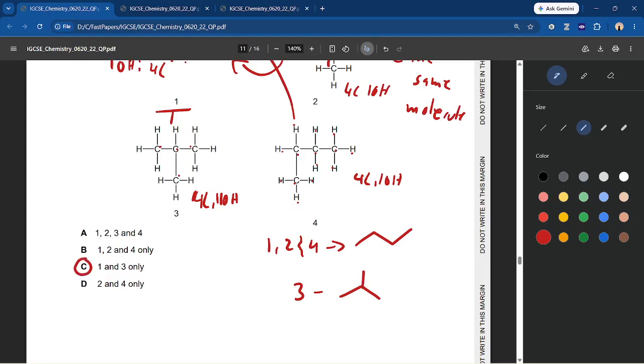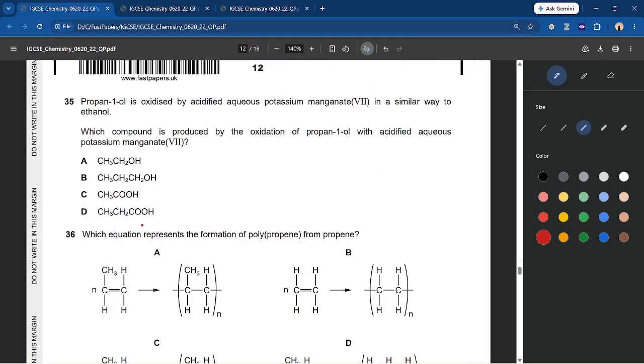Very interesting question. Propan-1-ol is oxidized by acidified aqueous potassium manganate in a similar way to ethanol. Which compound is produced by the oxidation of propan-1-ol with acidified potassium manganate? So if you acidify potassium manganate, you're going to get propanoic acid. Because it says propan-1-ol, we're looking for that. This is not it. This is not it. This is ethanoic acid. And so your answer is going to be D.